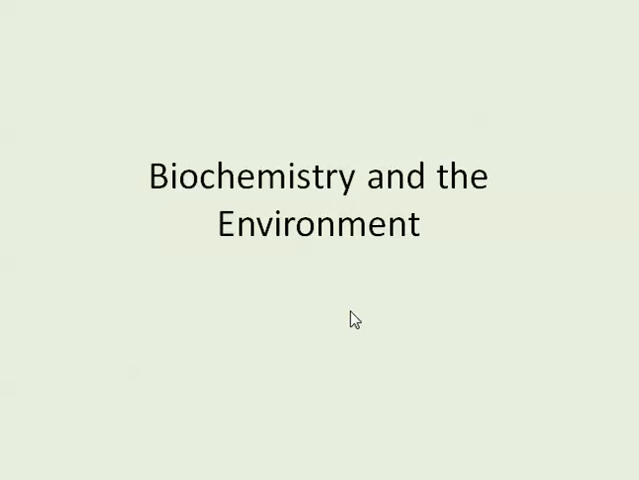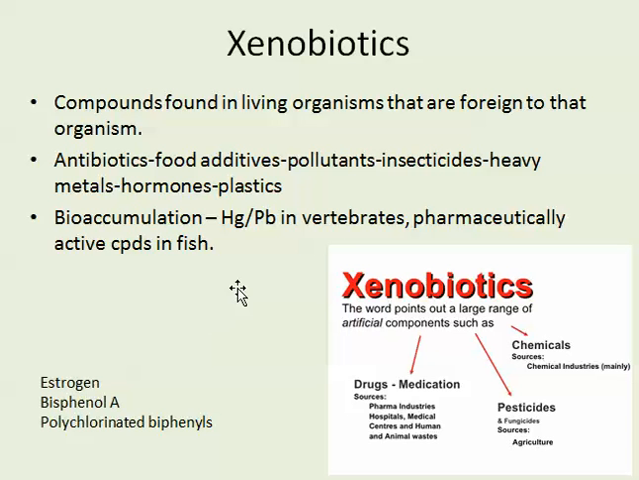Topic B6 is biochemistry and the environment, the last of the standard level sections. And it starts by looking at xenobiotics. Xenobiotics are substances that we might find in an organism that really, frankly, shouldn't be there. For example, antibiotics, food additives, pollutants, insecticides, heavy metals, hormones, and plastics. So these are all foreign to an organism.